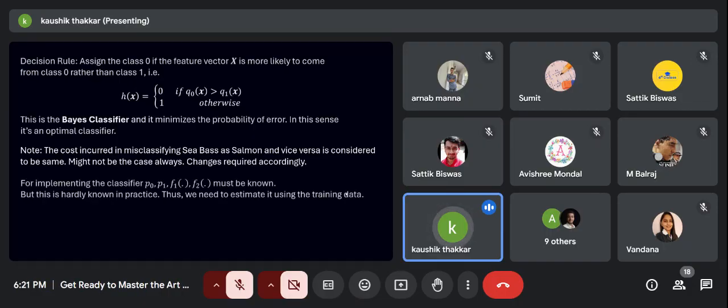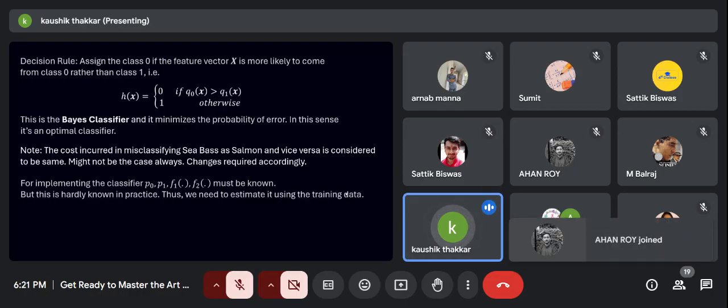Now, for implementing this classifier using a set of data points, we need these prior probabilities and these class conditional densities. The functional form of them must be known, otherwise we won't be able to implement them, right? But in practice, it's hardly known, so we need to estimate it using the training data. Just to keep in mind, the Bayes classifier was optimal. It was the best classifier that can be designed, but since class conditional densities and prior probabilities are not known in advance, we have to estimate them, and in estimation there are chances of errors. So now the Bayes classifier will lose its optimality, right?